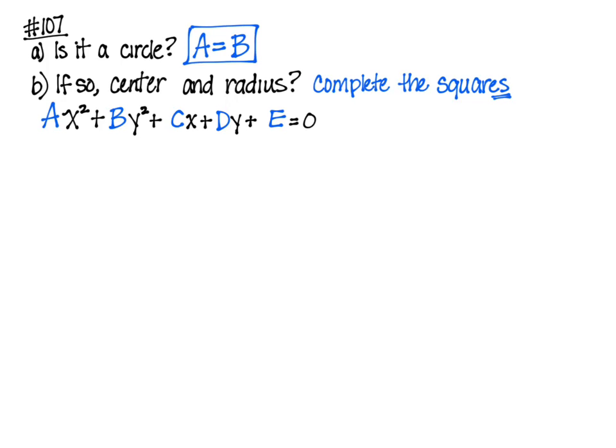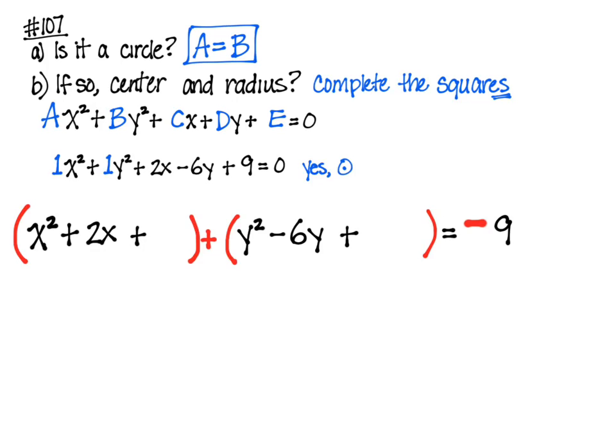And then if that's true, then what you need to do to find the center and radius is to complete the squares, because you're going to complete the squares with the x's and you're going to complete the squares with the y's. So here's our exact problem. We notice that the coefficients are the same, so yes, it is a circle. So that's the first question. Second part of this is to find the center and the radius.